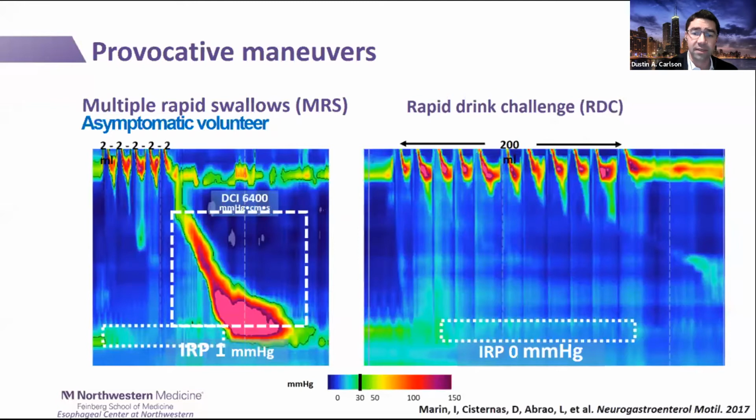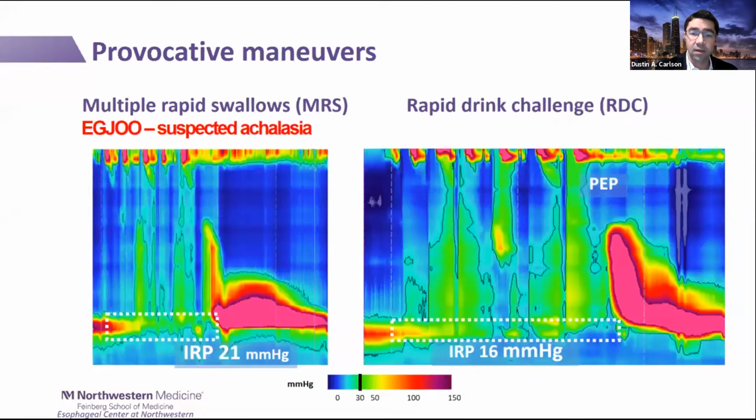This induces a robust inhibitory signal to the lower esophageal sphincter, which you can see in this example from a healthy control, where IRP values are very low with both of these maneuvers. In comparison, in achalasia and other disorders with impaired LES relaxation and clinically relevant EGJ obstruction, IRP elevation will persist with these maneuvers, and additionally, pressurization may occur as a manifestation of the EGJ obstruction.